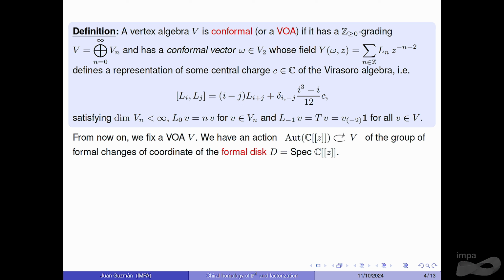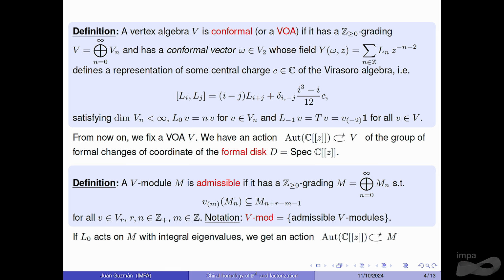Okay, so that's for the algebra itself. For the modules, we ask for some compatibility, right? We want the modules for the VOAs to be admissible, which means that they have to come with a grading. The grading has to behave well with respect to the end products. So no problem. V-mod is going to be the category of admissible V modules, and it's an abelian category, so fine, we can do homological algebra without any problem. With an extra technical condition, we get also an action of this automorphism group on the modules themselves. So, okay, no problem so far.